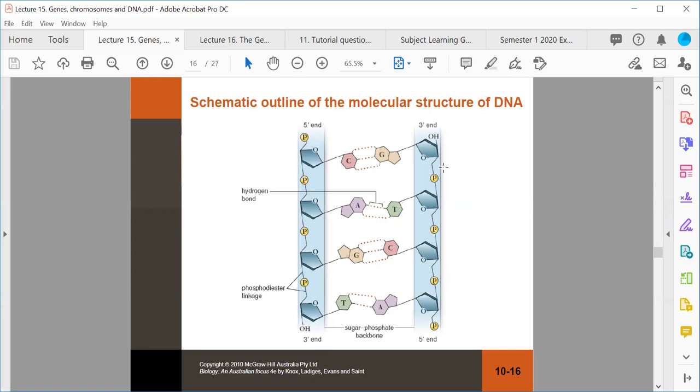And then if we look at this complementary strand of DNA, we can see that the 3' end is up here and the 5' end is down here. So this is why they refer to the two strands as being anti-parallel.